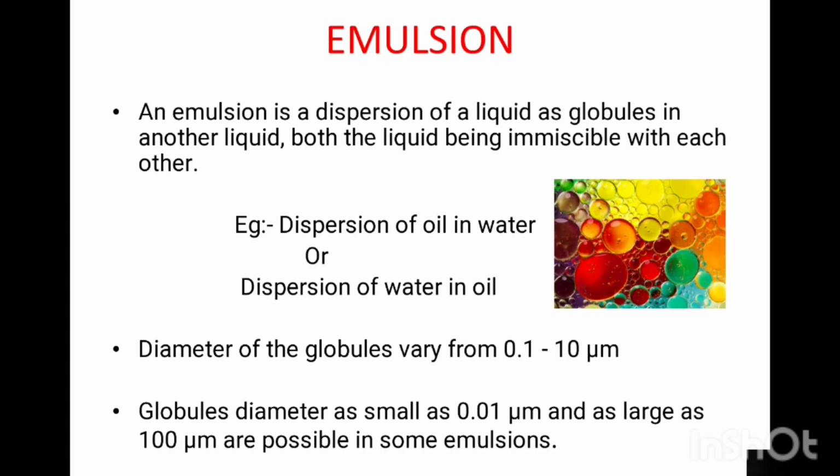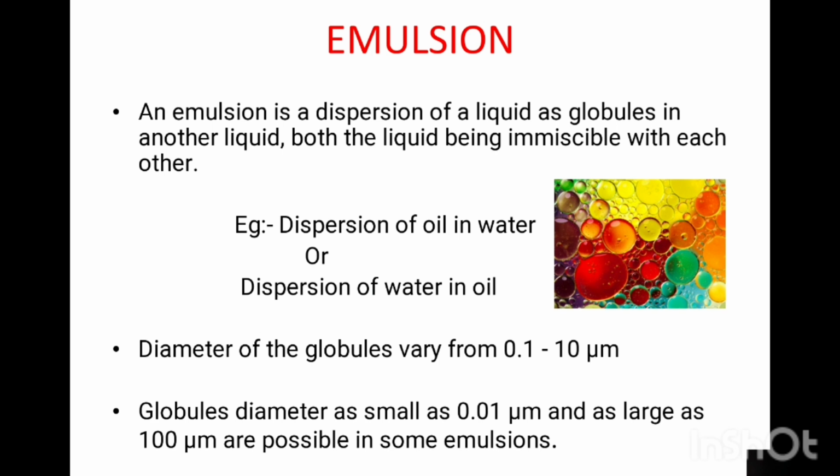Today I am going to talk to you about emulsion. An emulsion is a dispersion of a liquid as globules in another liquid, both the liquids being immiscible with each other. So here we have two liquid samples. Both are immiscible. One of the liquids is dispersed as small globules in another liquid. Such a dispersion is known as emulsion. Example: dispersion of oil in water, dispersion of water in oil.